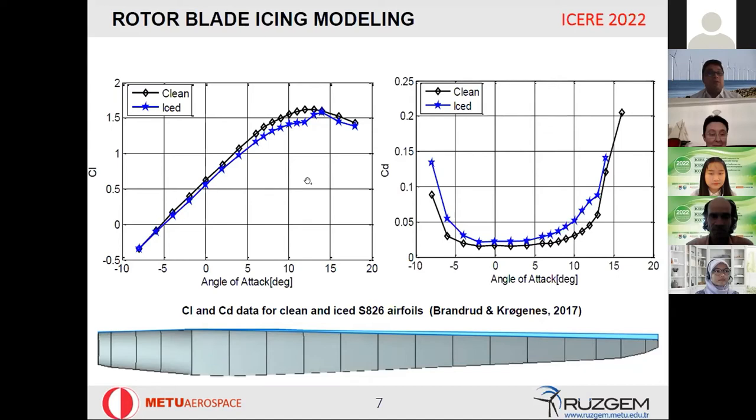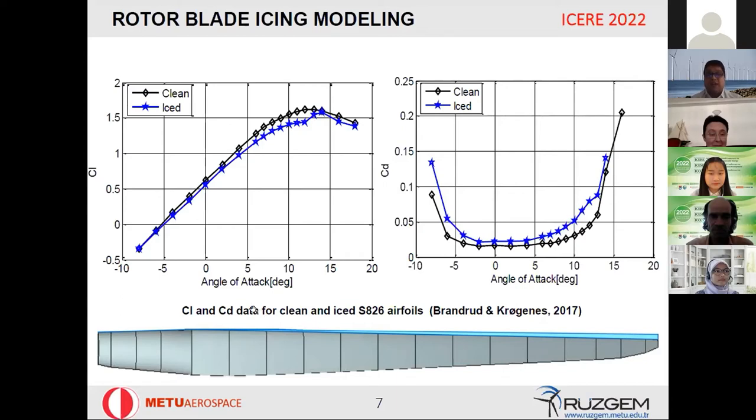And the amount of decrease in CL and increase in CD directly depend on how severe the icing is. If the icing is really large, then the drop in CL will be large and the CD will be large as well. Another fact is that the ice accumulation throughout the blade span increases from blade root to tip. Therefore, there will be a large change in the aerodynamic data of the airfoils close to the blade tip, but there will be minor changes in the aerodynamic data close to the blade root.